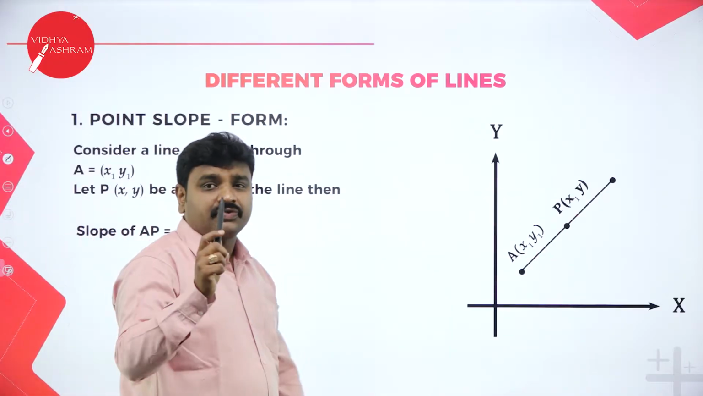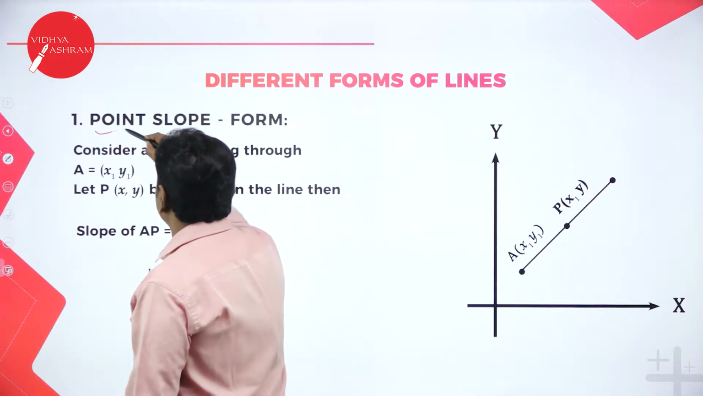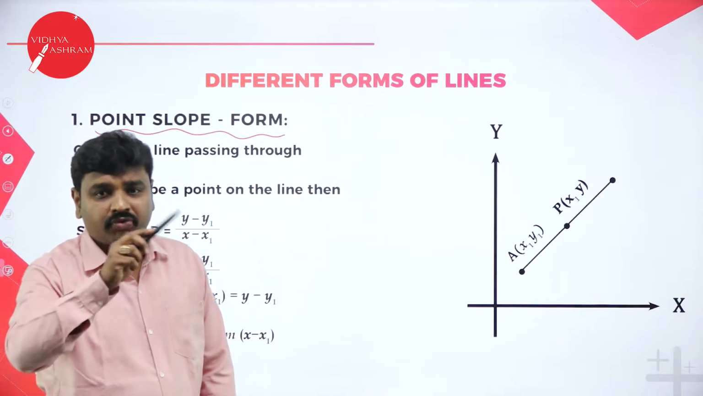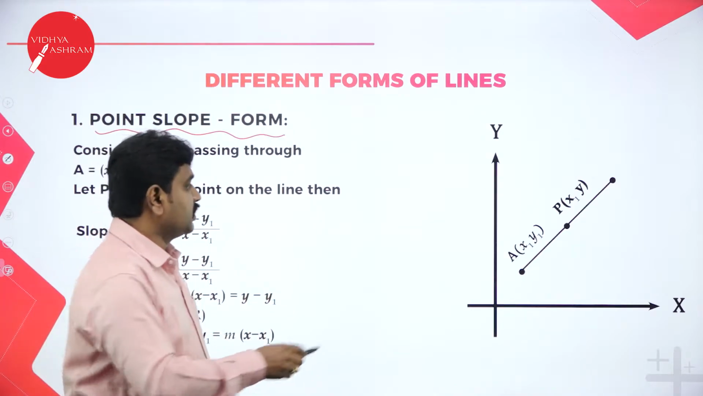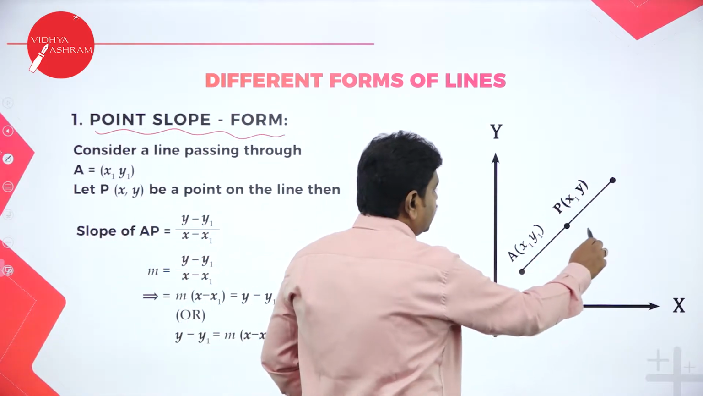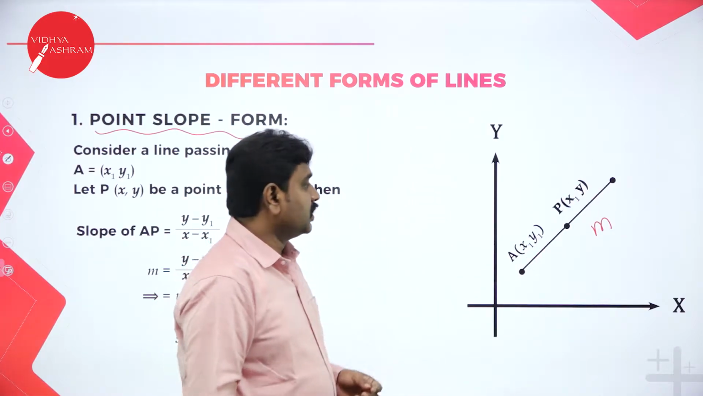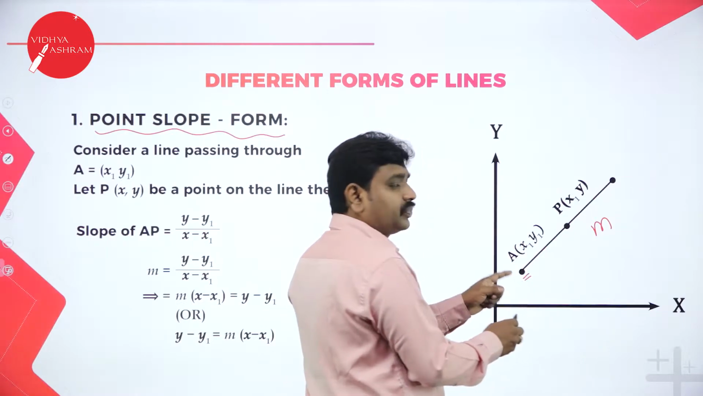The very first form we're studying is point slope form of line. What is the form I'm discussing? Point slope form of line. Means when you know one point on the line, when you know its slope. Here we have a line. Let us assume the slope of the line is m. Means slope is given. And one point on the line I know, A (x1, y1). This is a point which I know.